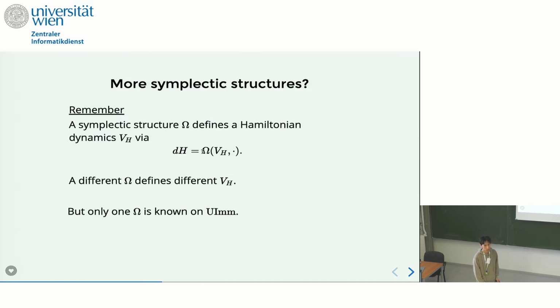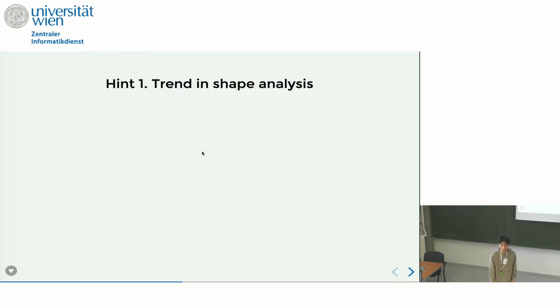So far, only one symplectic structure omega is known on this shape space of unparametrized curves. But we found more. And we did it by combining two hints from different fields. The first hint is from so-called shape analysis.